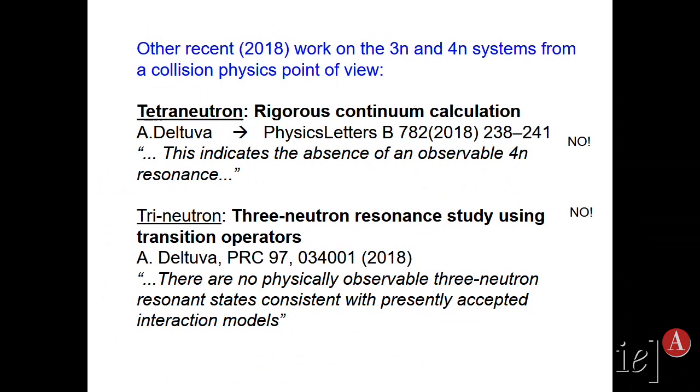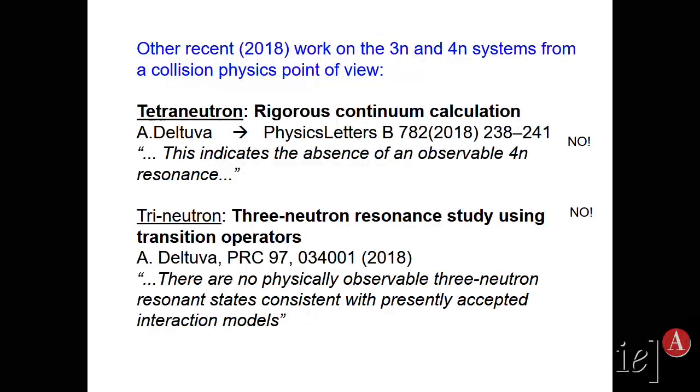So we have our own toolkit. This is, I think, one of the most reputable theorists working on the problem, Del Tuvi. He has a tremendously good track record. He says there is no four-neutron resonance and also no three-neutron resonance. But hyperspherical coordinates in atomic physics has a really good track record.